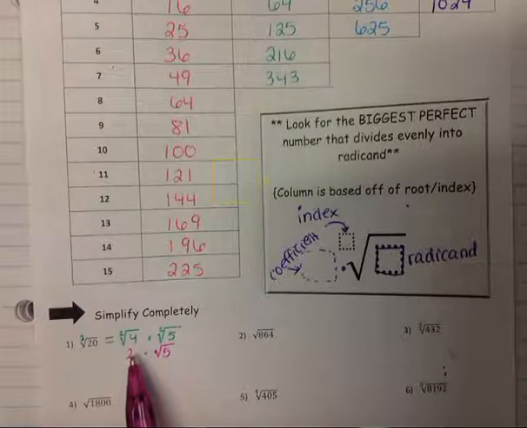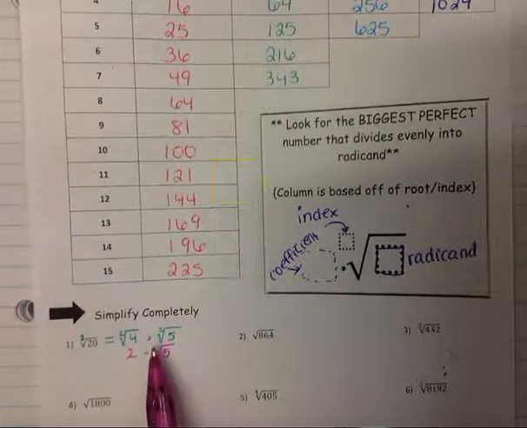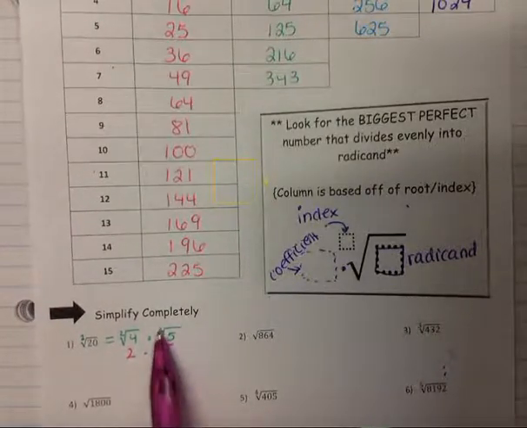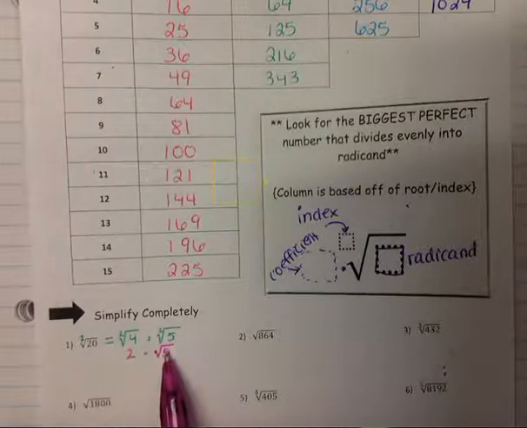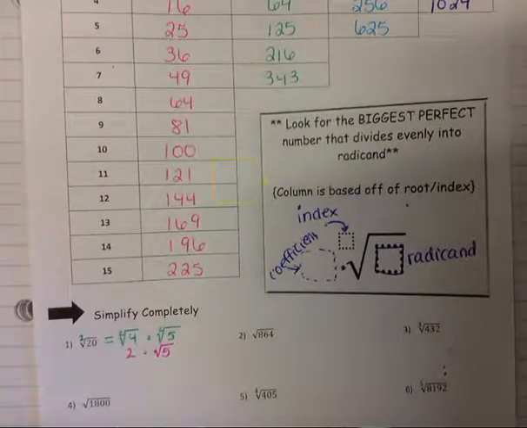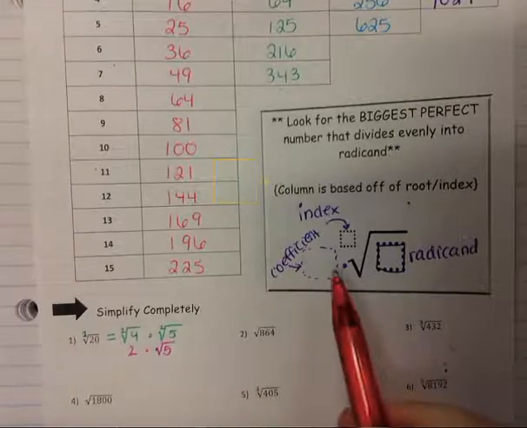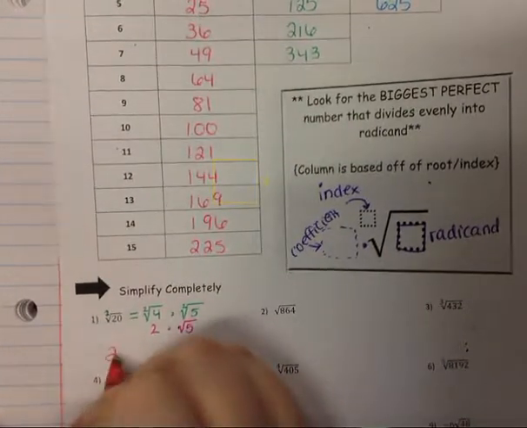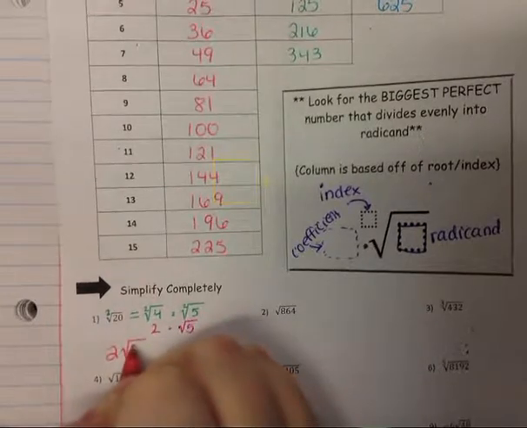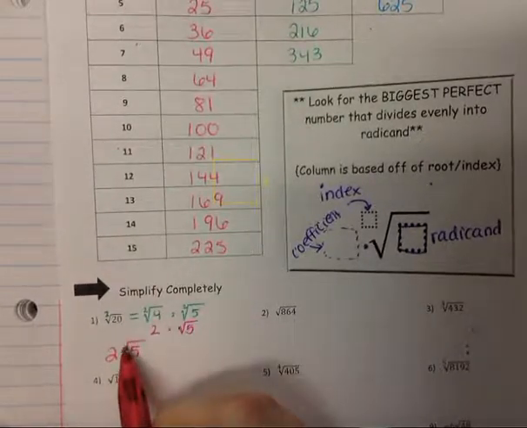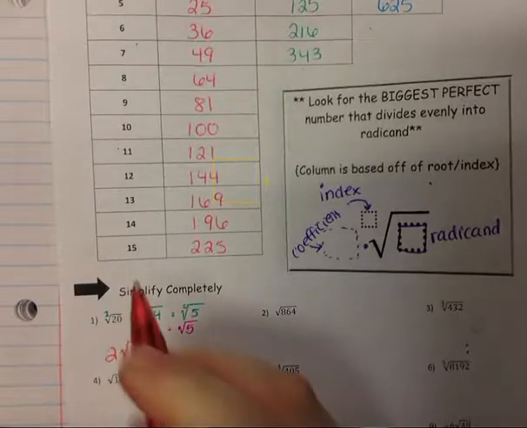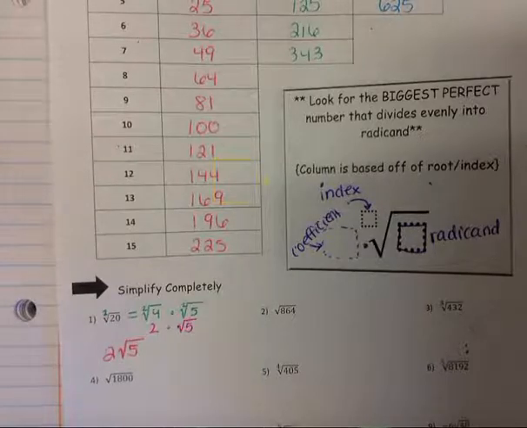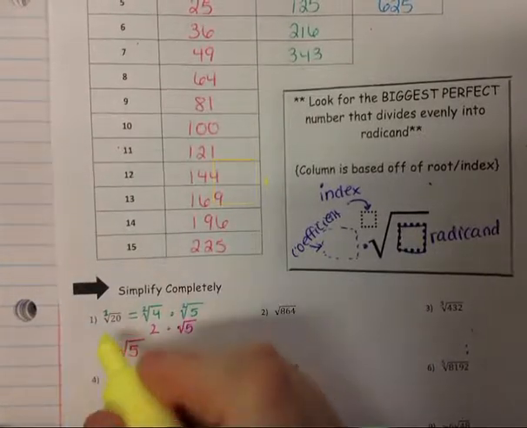This becomes our coefficient. Our index is still 2, and our radicand is now 5. So our final answer, because the coefficient is multiplied by the radical, is 2 square root of 5. Now again, you can put the little 2 inside of the index, but it is not necessary. This is our answer, 2 square root of 5.